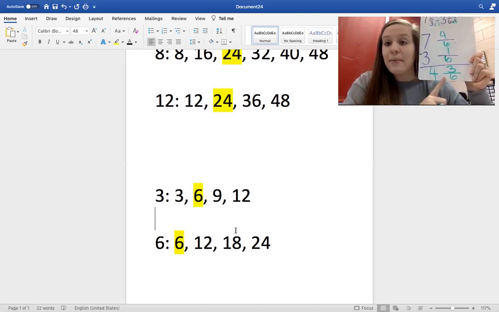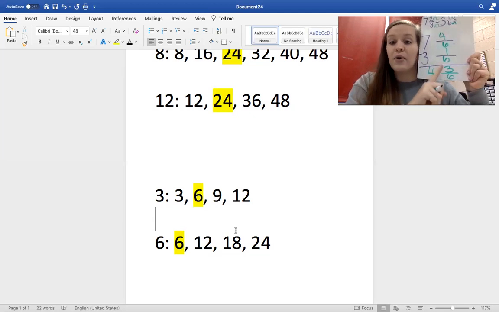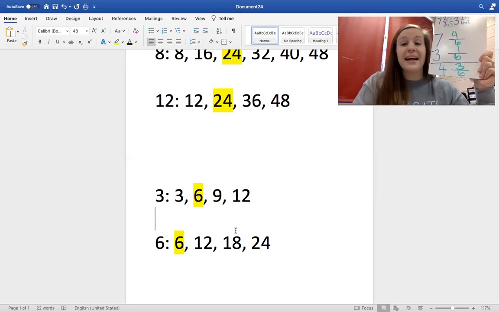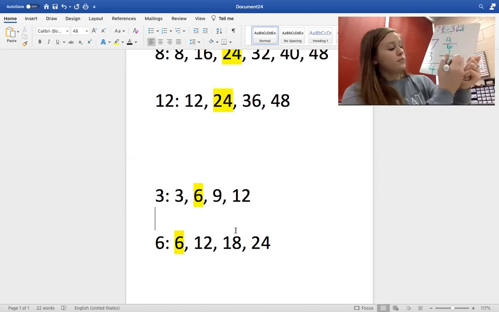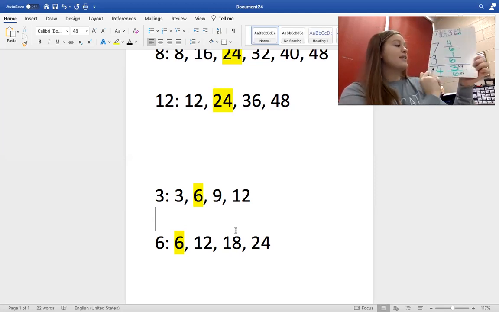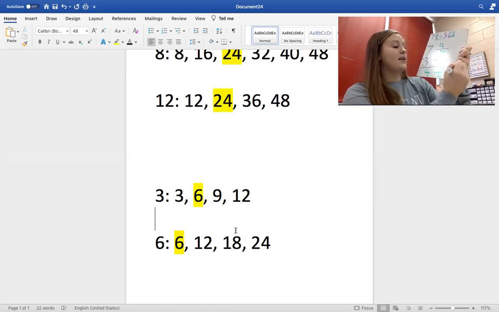3, 6, can that be reduced any? Do they have any factors that can go into both of these numbers equally? The number 3, right? 3 is divisible by 3 and 6 is divisible by 3. So I can reduce my number, but I don't have to worry about my whole number, right? So I am going to divide the top by 3 and the bottom by 3. 3 divided by 3 is 1. 6 divided by 3 is 2.